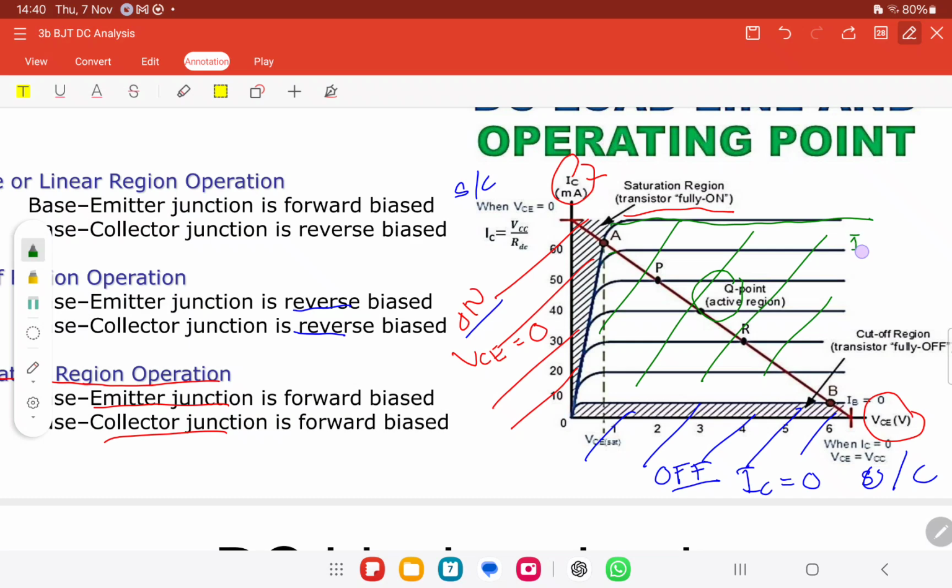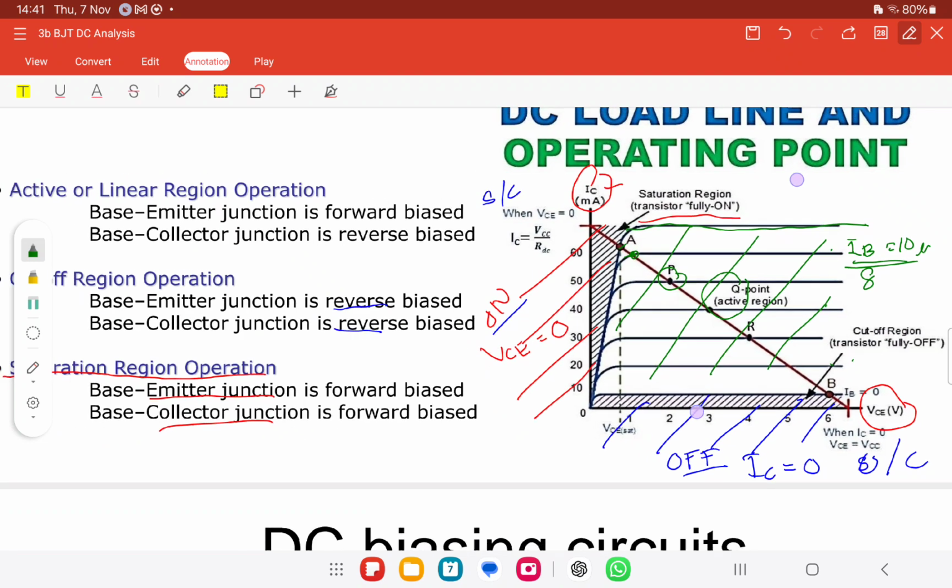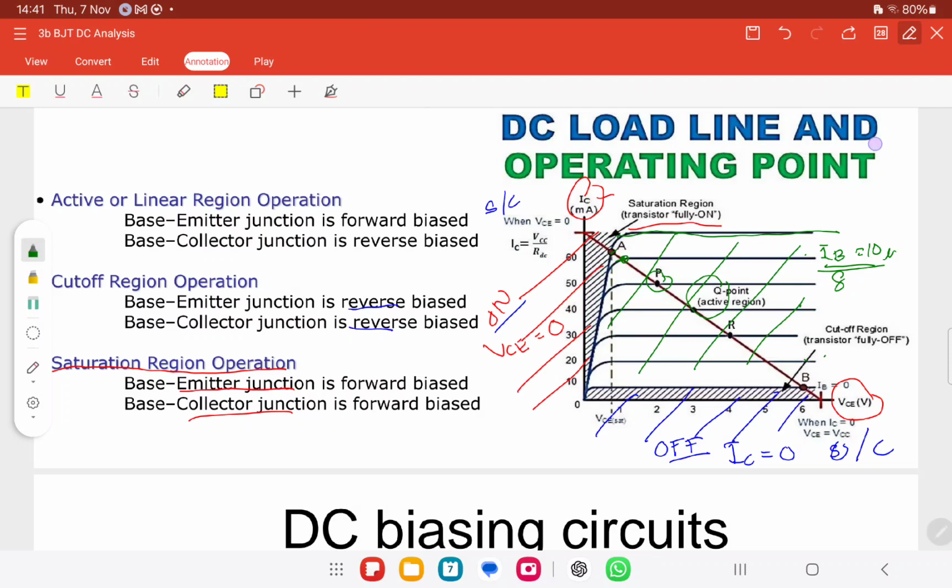Yang tepi ni is the IB. IB ada few values. Kalau kita set IB 2, 4, 6, 8, 10 micro, dia akan dapat this Q point dia. Contohnya kalau nak 8 micro, Q point dia dekat sini, according to the value of IB. Sebab tu bila kita buat calculations nanti, IB is the one yang kita akan cari. So IB, base current. This load line penting sebab it determines the operating point, yang mana the most optimum point dia.